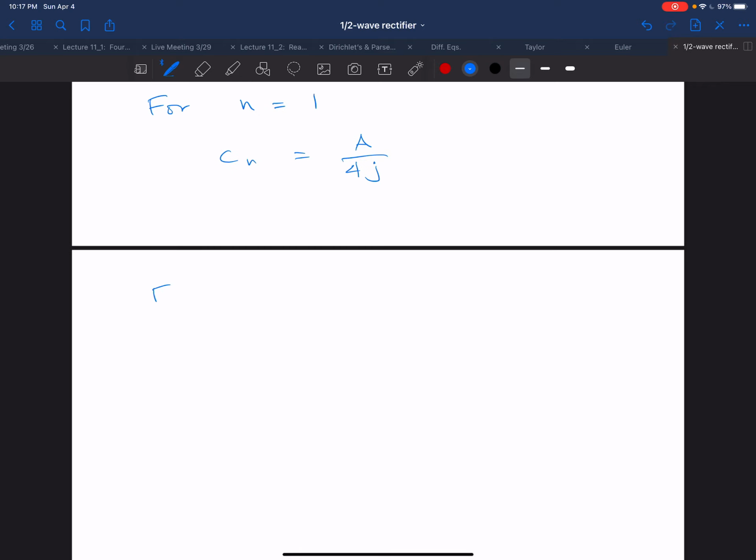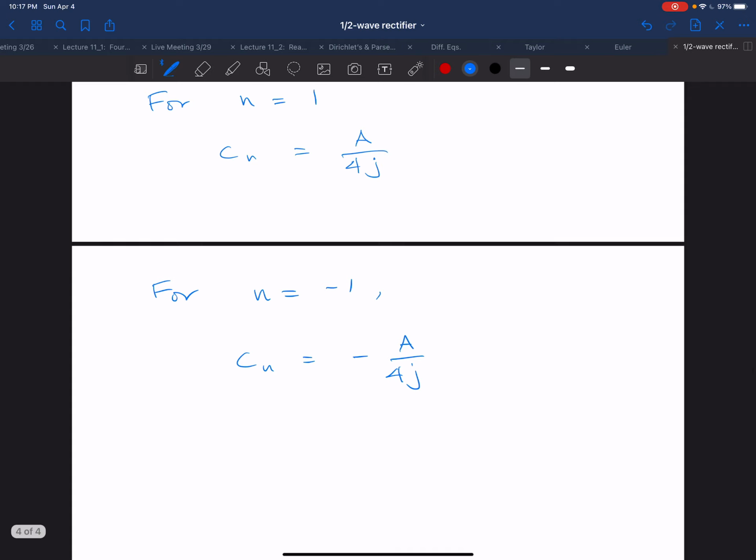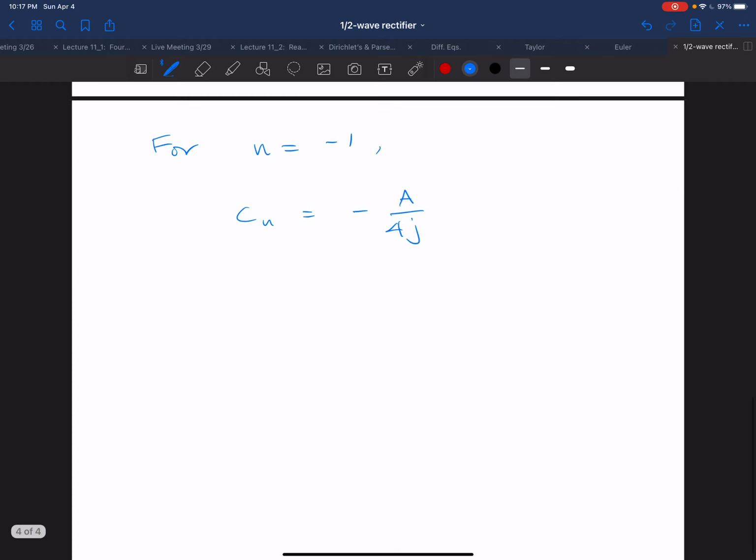And similarly for n equals minus 1, we get that C sub n equals minus A over 4j. Again, this, if you like, is at the fundamental frequency. This is the coefficient of the complex sinusoid whose period is the same as that of our original sinusoidal voltage.